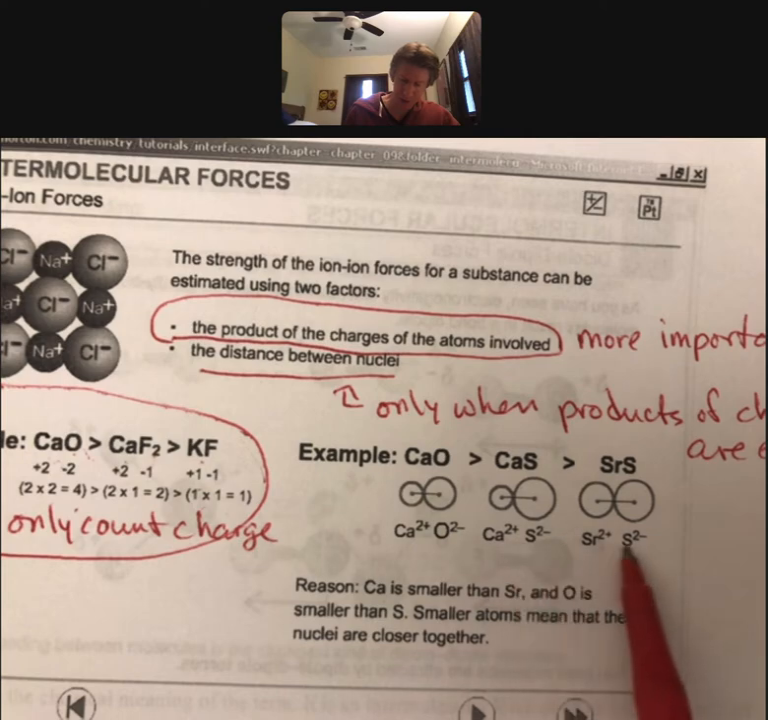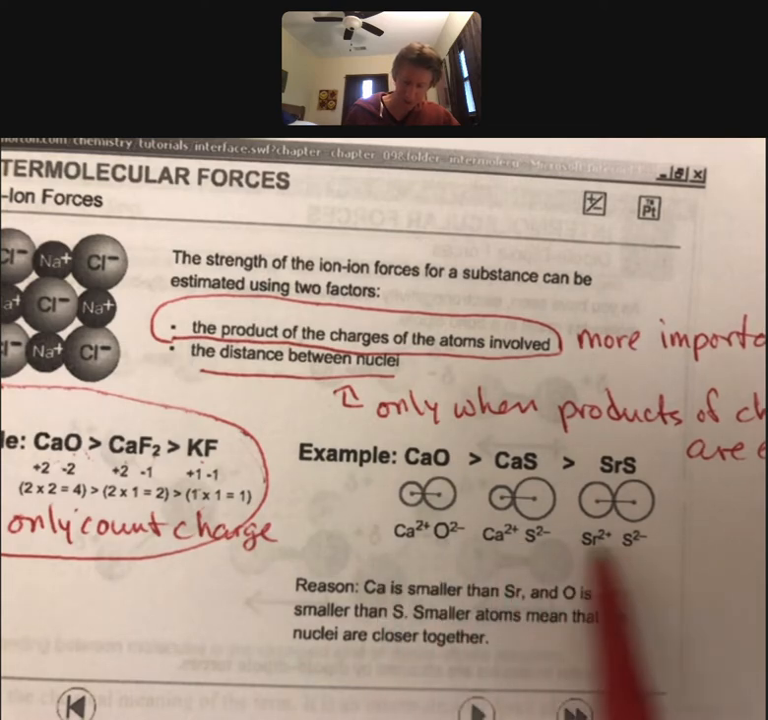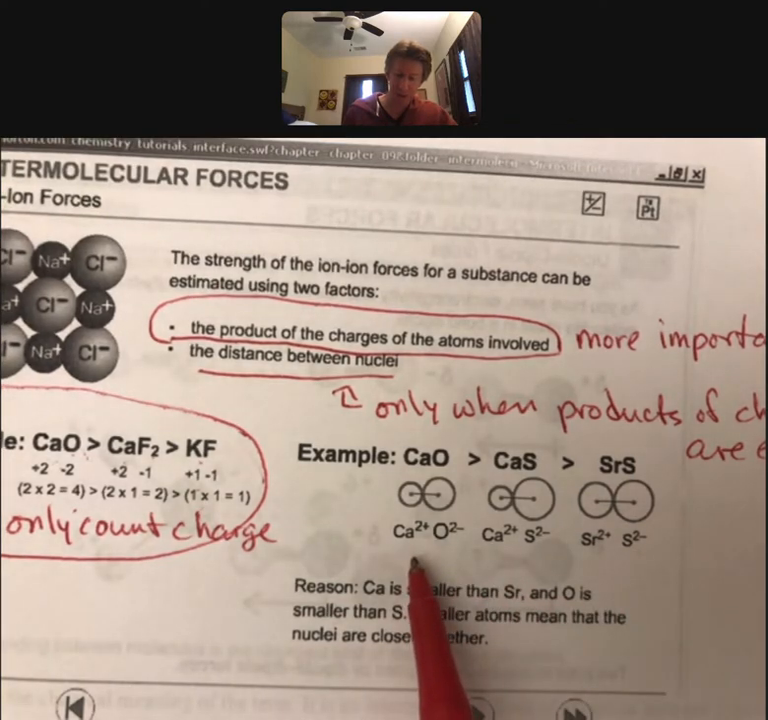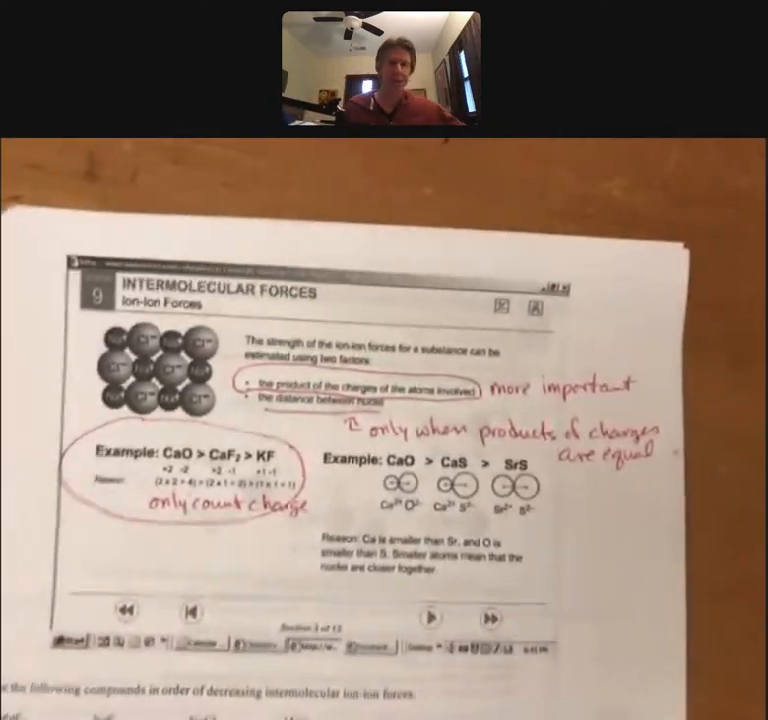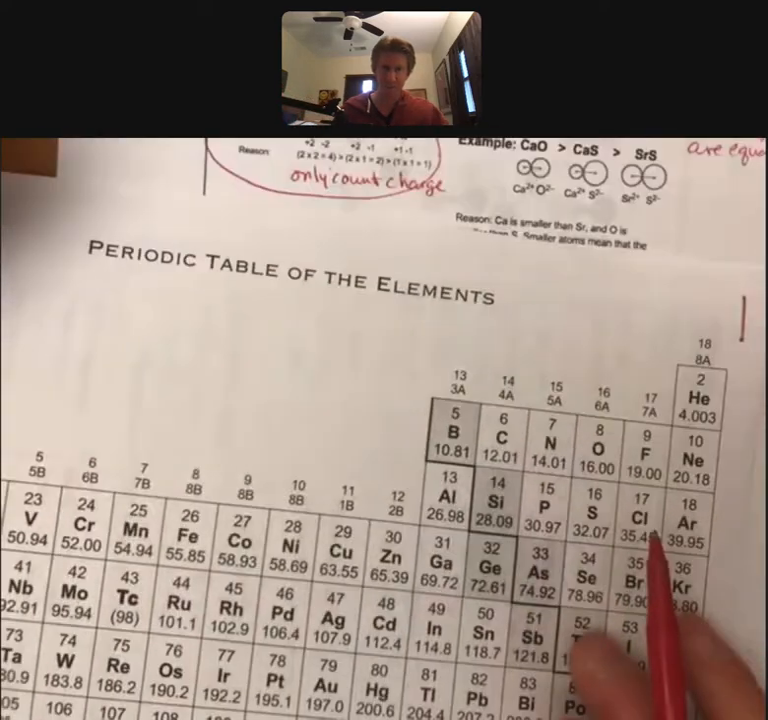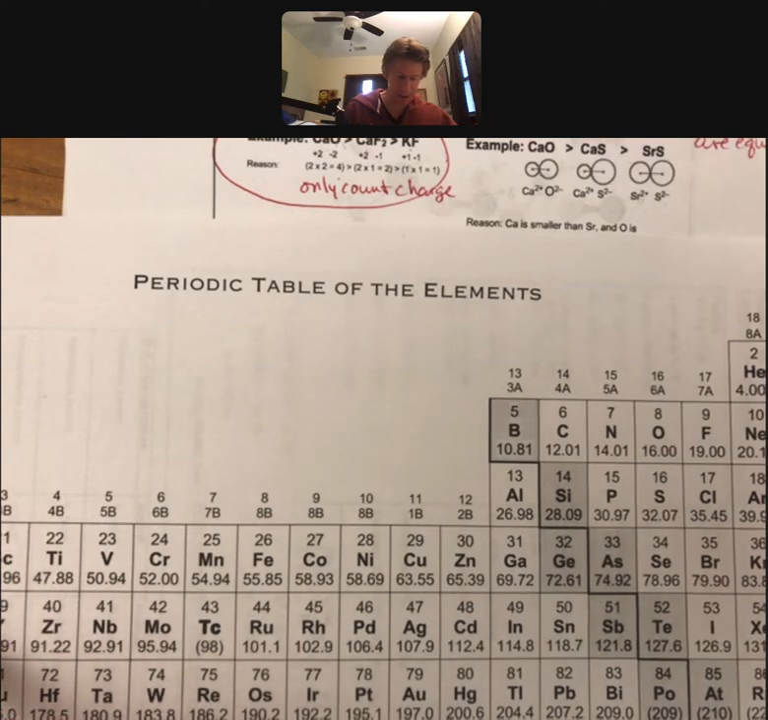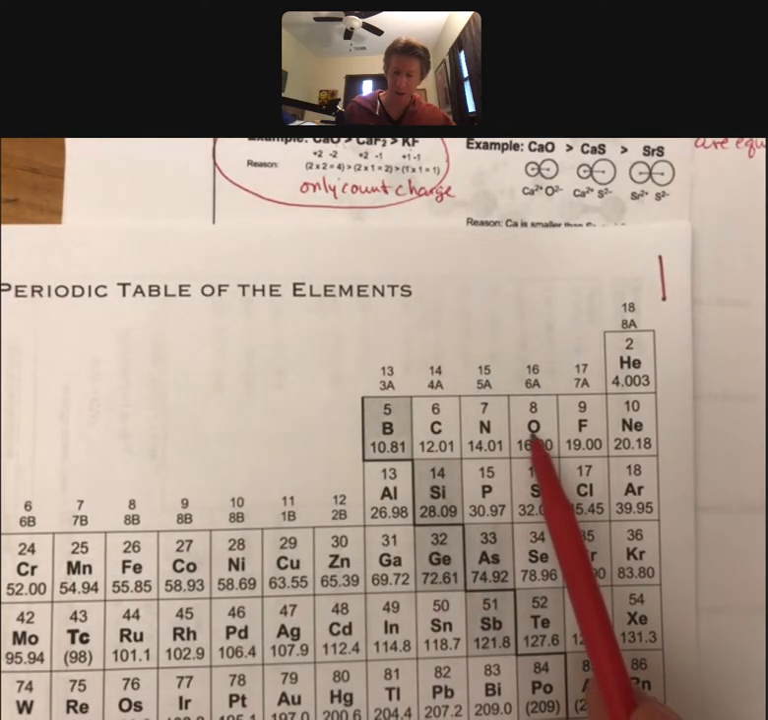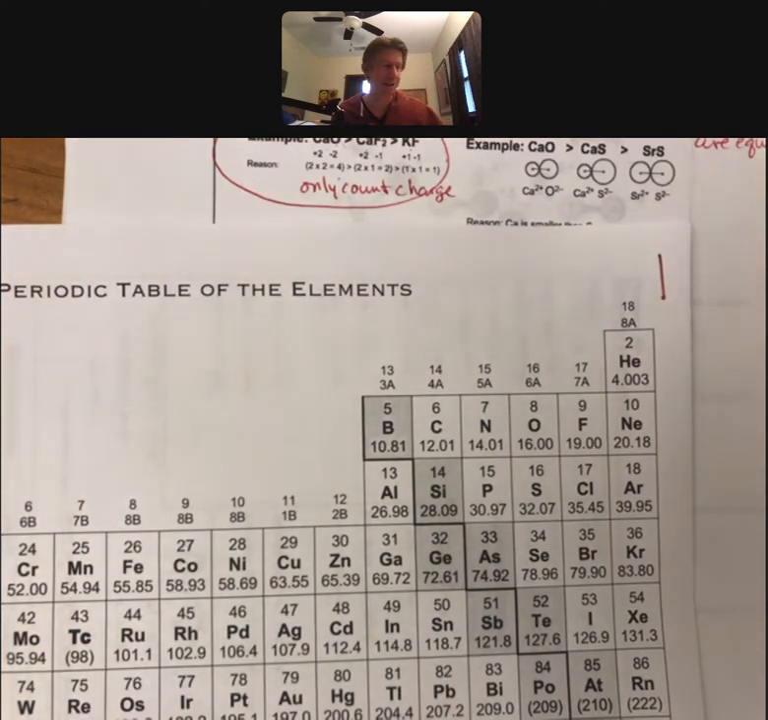potassium fluoride. Now in this other example, we have all plus 2 minus 2s, with 2 calciums and 2 sulfides. Now we need to use our periodic table a little to understand which of these are smaller. Again, the product of charges would be 4 for all, so they're the same. Let's back out for a minute. We have calcium here and strontium here, and as size increases going down, calcium is smaller than strontium. Then we have oxygen and sulfur. Oxygen is smaller than sulfur, so at least we know the sizes now, because the trend goes increasing size of atoms. Same thing for ions.